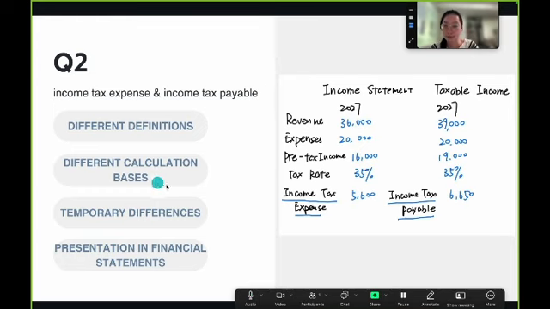For the calculation basis, income tax expense is calculated based on the accounting statement. Income tax payable is directly calculated based on the tax law. They will have temporary differences, which will be shown later in the example. And the fourth difference is that they show in different financial statements. The income tax expense will appear in the income statement, while the income tax payable will appear on the balance sheet as either a short-term or long-term liability.